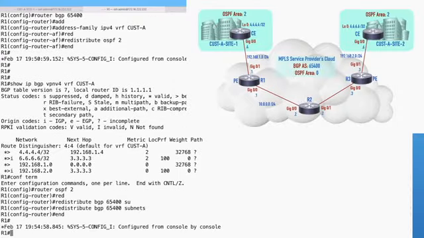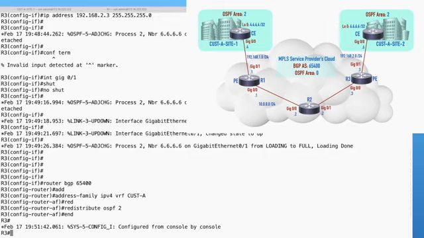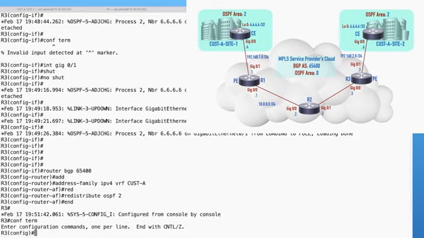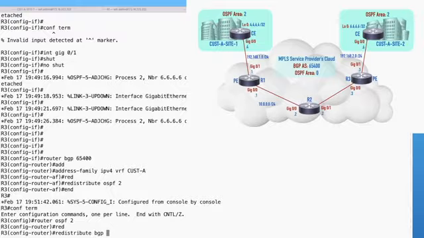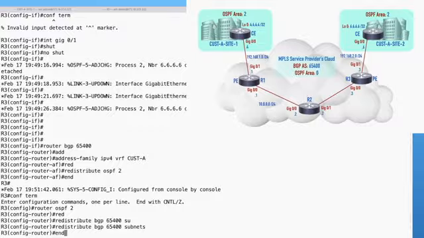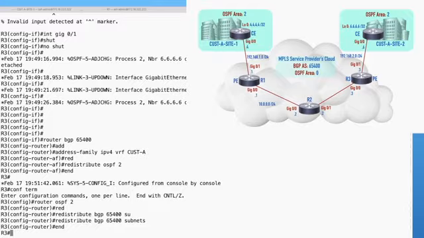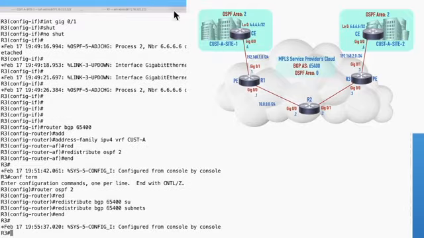Let's go to R3 and do the same thing. We're getting close to the end, folks. On R3, for router OSPF process ID 2, I'll redistribute BGP autonomous system 65400 subnets. And drum roll, please. Let's go to one of our customer sites.